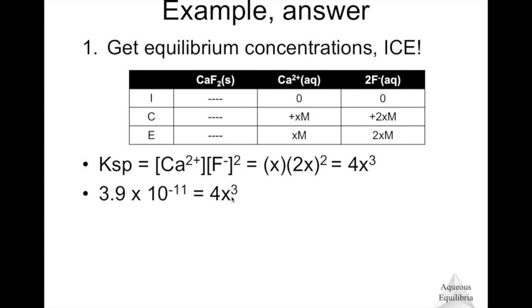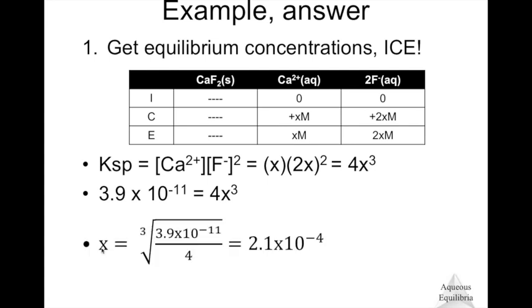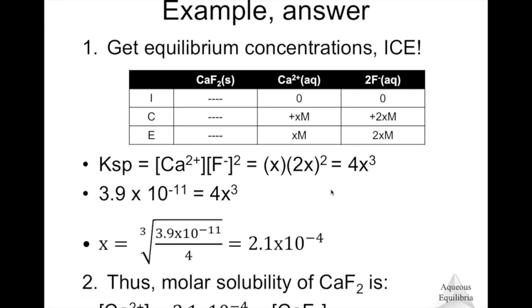We have our Ksp, set it equal to 4x cubed. And so x equals the cube root of 3.9 times 10 to the minus 11 divided by 4, which is 2.1 times 10 to the minus 4. So our x is 2.1 times 10 to the minus 4 molar. So the molar solubility of calcium fluoride is 2.1 times 10 to the minus 4. The calcium is 2.1 times 10 to the minus 4, and it's a 1-to-1 relationship with calcium fluoride. So the concentration of this ion equals the concentration of the calcium fluoride altogether: 2.1 times 10 to the minus 4 moles per liter.